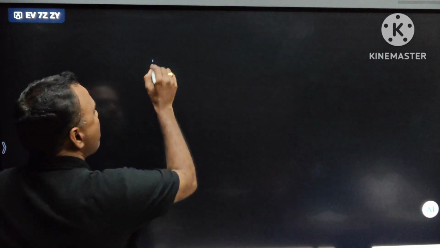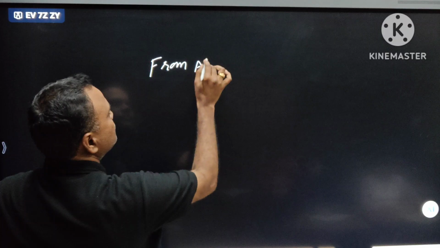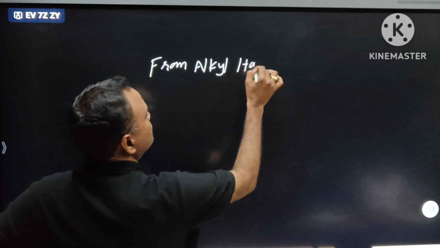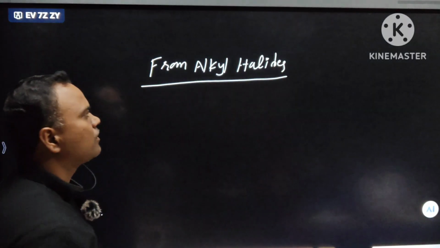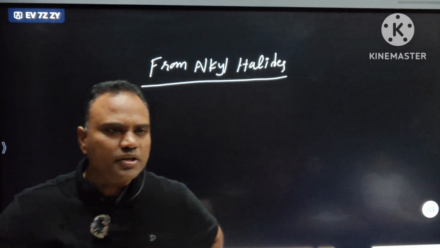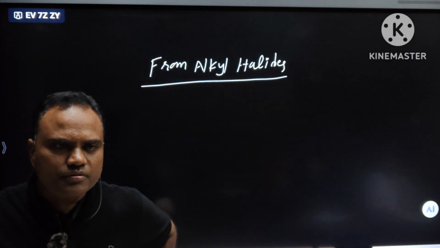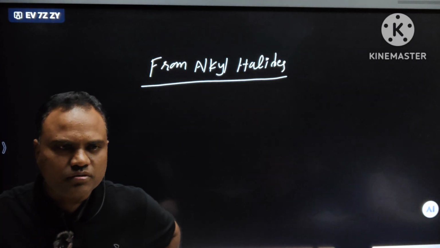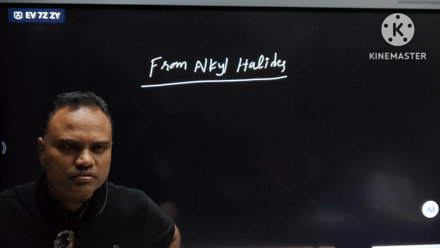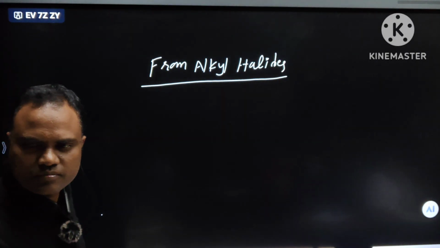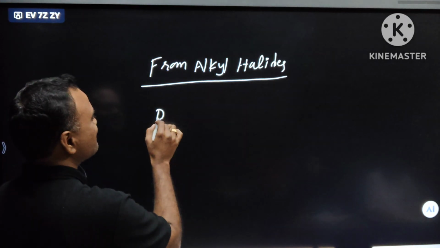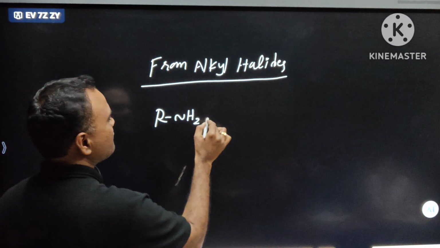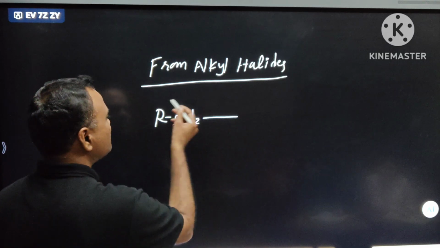From the last method, from alkyl halides. Guess which amine can be produced by this method? Primary or secondary or tertiary or quaternary? Which amine? Primary? Both. Both are produced.